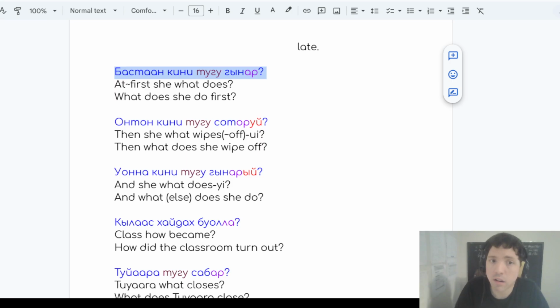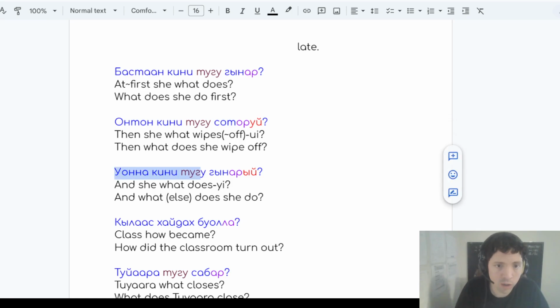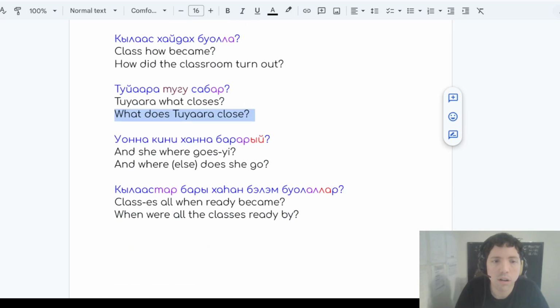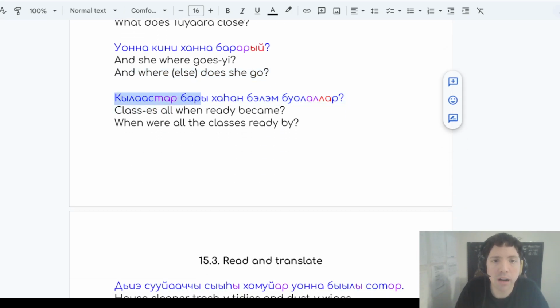Bastan kini tuguganar. What does she do first? I'm not going to read the literal translation for all of these. Ontan kini tugu satarui. Then, what does she wipe off? Wanna kini tugu ganari. And what else does she do? Kalas haidach boala. How did the classroom turn out or become? Tuyara tugu sabar. What does Tuyara close? Wana kini hanna barari. And where else does she go? Kalastar bare hahan belem boalalar. When were all the classes ready by?